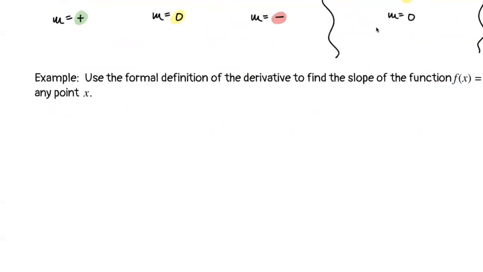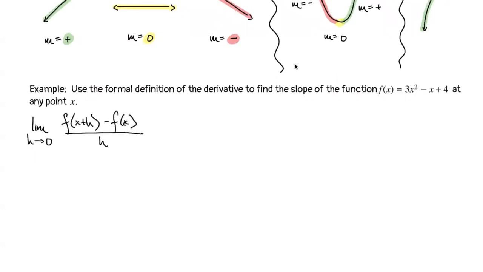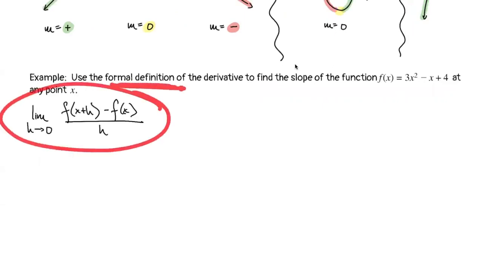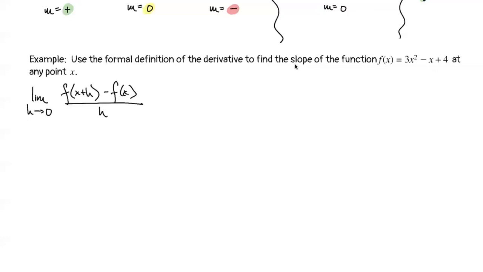The first thing you're going to write down is a LIM. Underneath that, you're going to write h with an arrow to 0. Next to this, you're going to write f of x plus h inside parentheses minus f of x over h. So this whole equation that we've written, this is the formal definition. Okay. That is the formal definition.